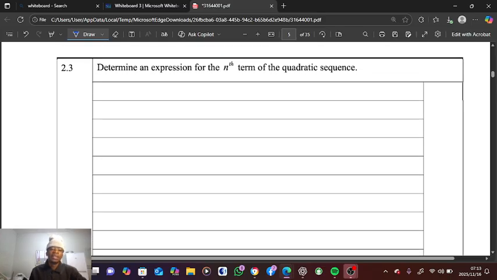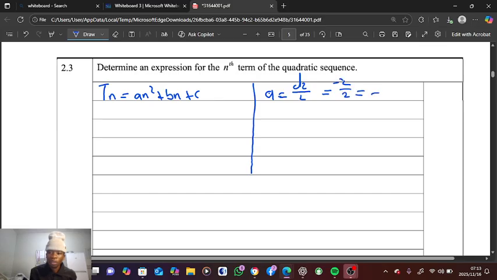It says determine the expression of the nth term of the quadratic sequence. We know that a quadratic sequence is the same as an squared plus bn plus c. To calculate the value of a, we know that a is equal to difference number 2 divided by 2, which is negative 2 divided by 2, equal to negative 1. Then b is calculated by d1 minus 3a. This is our formula, guys.